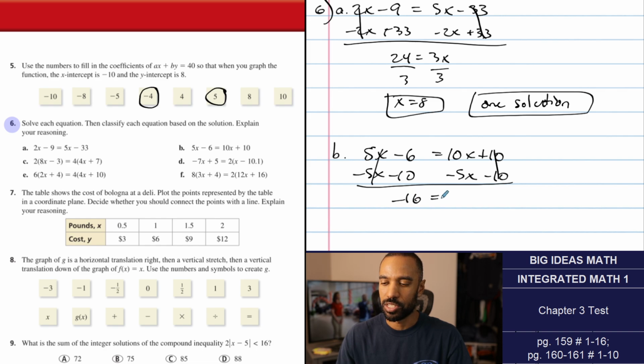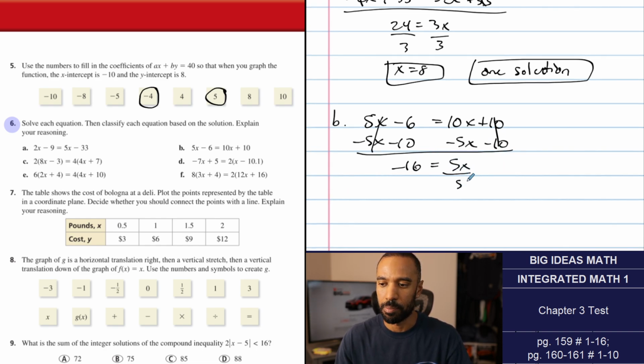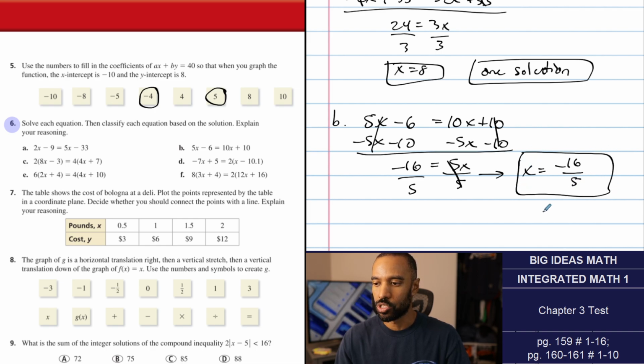I have negative 16 here and 5x over here. Kind of a weird looking answer we'll get. We'll divide by 5. We get x equals negative 16 over 5. That's negative 3.2. That's good. Still one solution.